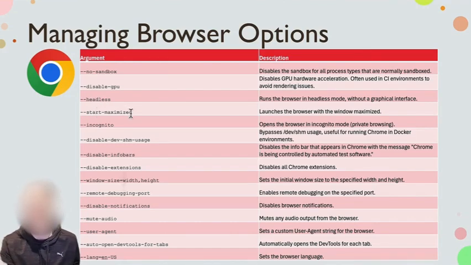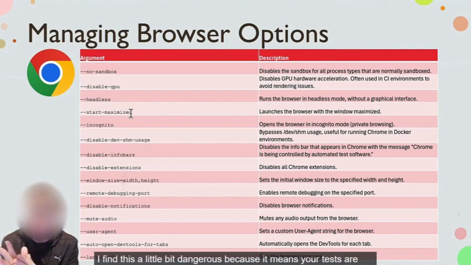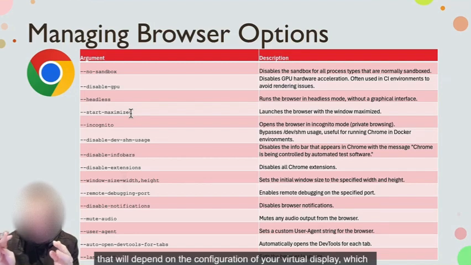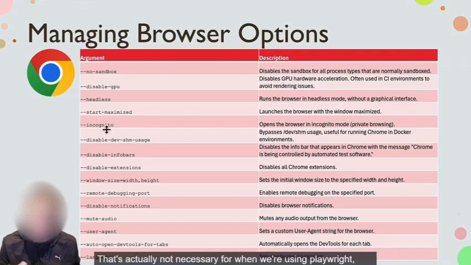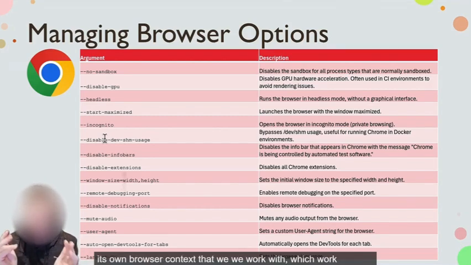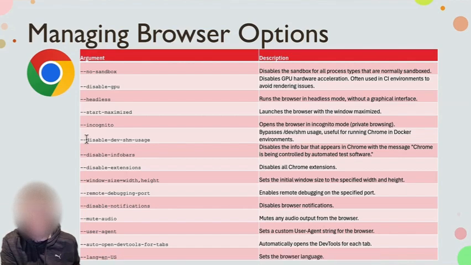Sometimes you might use start maximized. I find this a little bit dangerous because it means your tests are actually starting off in a state that will depend on the configuration of your virtual display, which may vary. So I tend not to use that, but some folk do use it. Incognito, we'll see that's actually not necessary when we're using Playwright, because Playwright has its own browser context that we work with, which effectively does the same thing as incognito.